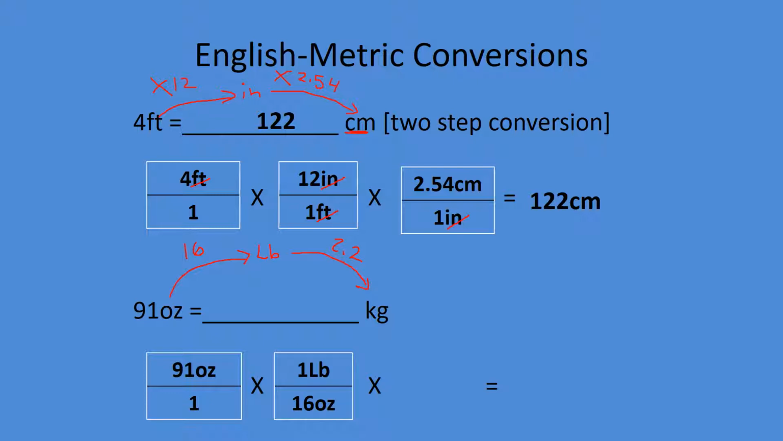We have pounds up here, so we want pounds at the bottom. So 1 kilogram is 2.2 pounds. Cancel your units. Double check that you're in the same units as requested. We are. And it looks like we're going to divide by 16 and then divide by 2.2 based on the fractions. So we'll end up with about 2.59 kilograms. 91 ounces is about 2.59 kilos.